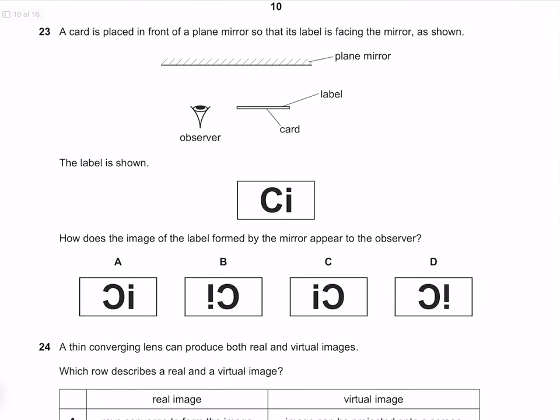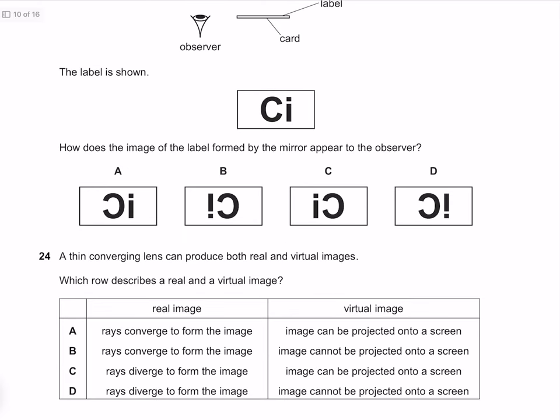A card is placed in front of a plane mirror so that its label is facing the mirror as shown. How does the image of the label formed by the mirror appear to the observer? Mirrors laterally invert images, and so we're going to expect an image like this. So our answer is C.